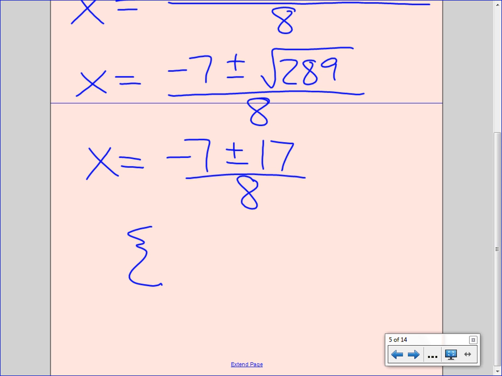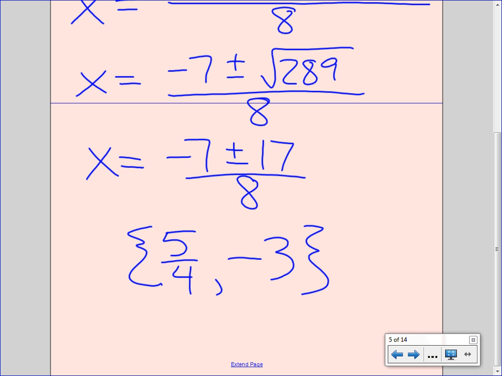So 10 over 8 is a fraction. Can you reduce 10 over 8? 5 over 4. Okay, let's do the minus now. Negative 7 minus 17 is negative 24. Divide by 8. Negative 3. Okay, good.